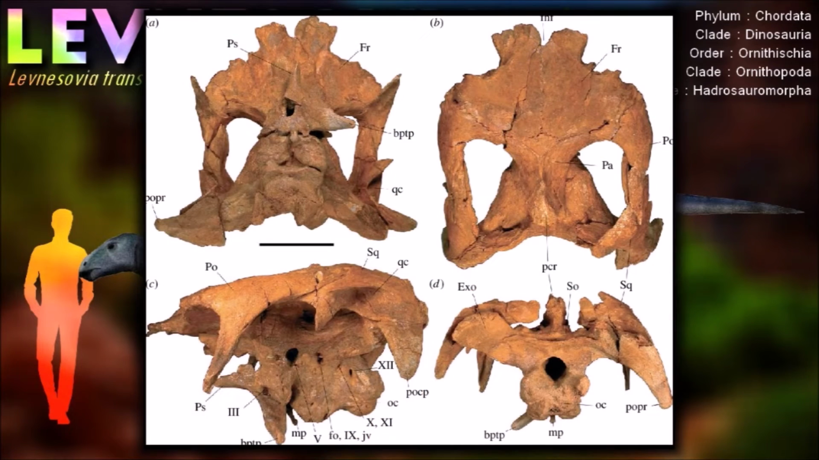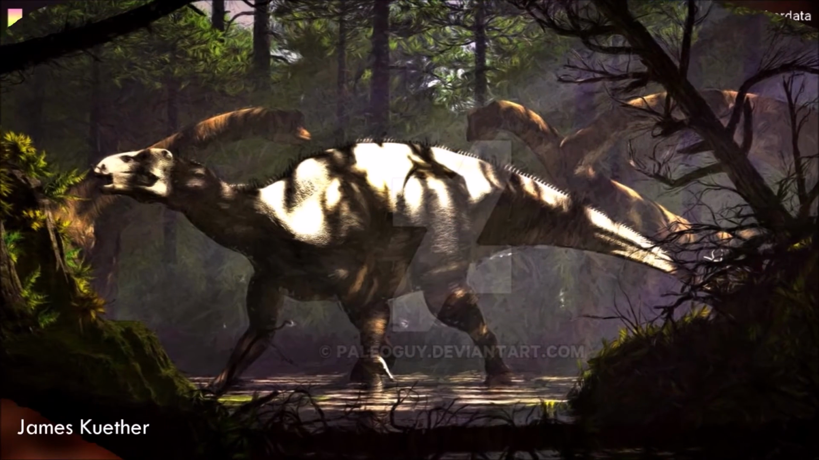Levnesovia is known from the minority of the skull and would have reached around 50 centimeters in length.